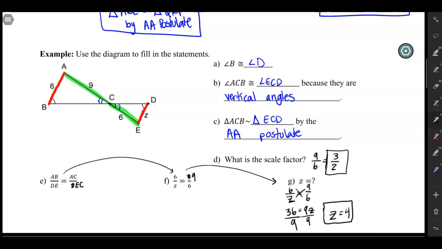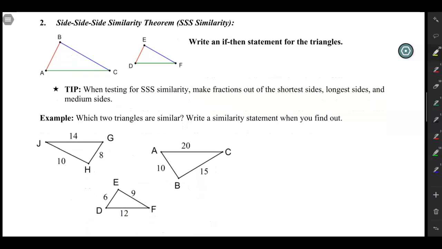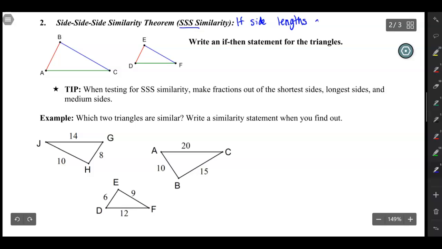Okay, so all of that was based on the similarity that we proved using the fact that we had two pairs of congruent angles. We're going to call it the AA postulate. So don't forget that one. Okay, we're going to learn two other shortcuts. The other thing we can do is talk about the side-side-side similarity theorem. Side-side-side is often abbreviated as SSS, so you can totally do that in your assignments. Basically what this says is if all the side lengths are proportional, then you have similar triangles.